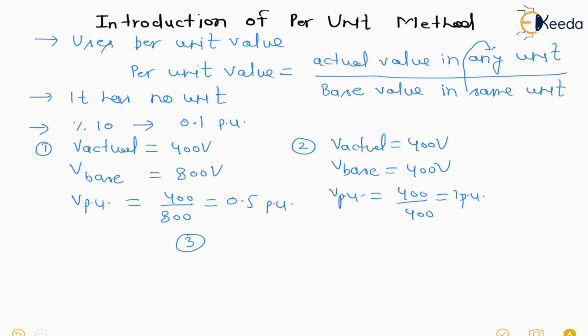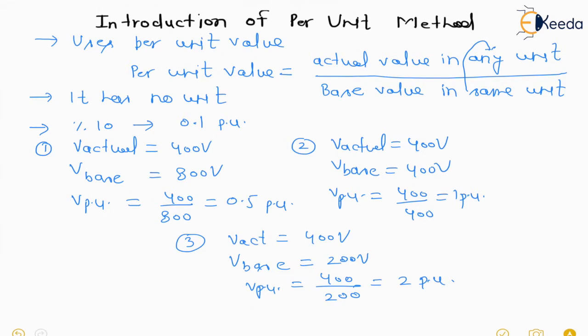Now the third case I am taking here, V actual is equal to 400 volt and V base is equal to 200 volt. So V PU value will be equal to 400 upon 200, that is equal to 2 pu. We have to see very clearly that in all three cases I have taken V actual equal to 400 volt. I didn't change the actual value. What I changed is the base value: 800 volt, 400 volt and 200 volt.